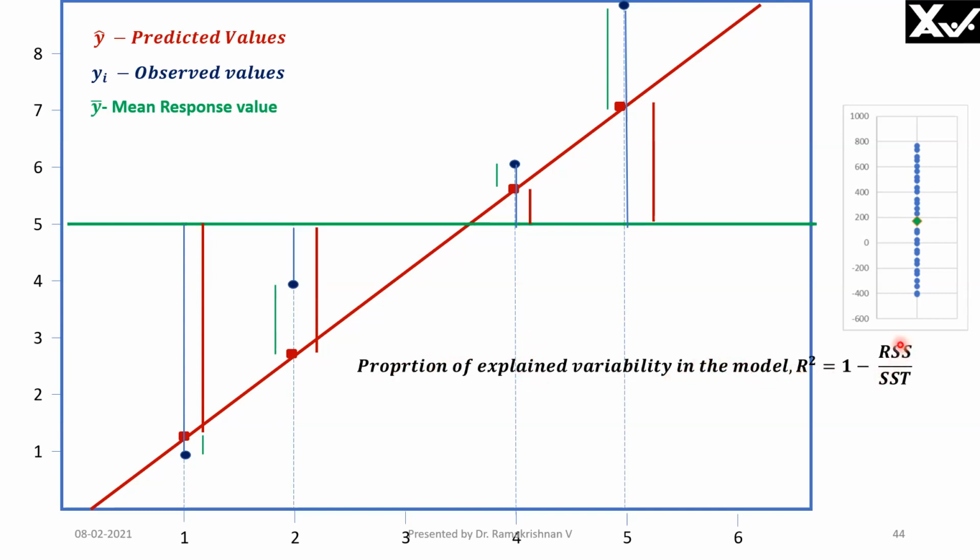Just by subtracting the unexplained proportion from 1, because total variability should be 1. Total variability is shown here. Adjusted R-squared value is obtained by adding a penalty to R-squared value, adding the number of variables, that is k, in the denominator. Small n is the number of observed values, the total number of observed values, maybe 20 or 30.